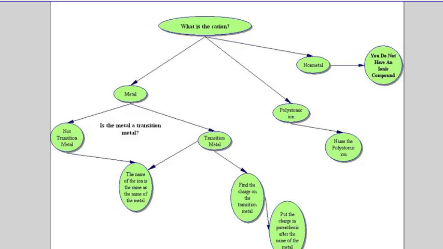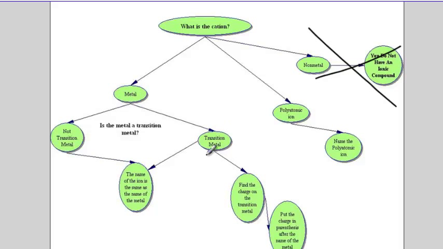Okay, so to review, if you're going to name an ionic compound, you say to yourself, what is the cation? If you're thinking the cation's a nonmetal, you don't have an ionic compound. That's something else, which we will get to in the next video. Is your cation a polyatomic ion? Just name it. That's all you have to do. Is it a metal? If it is, and if it's not a transition or a post-transition metal, then the name of the ion is the same as the name of the metal.